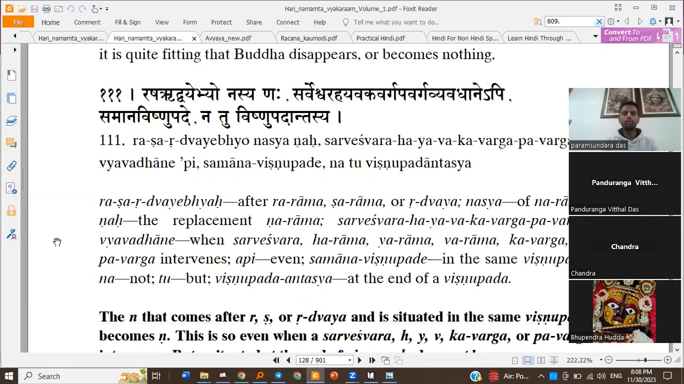Just Sutra 111. So that's: Ra Sha Ridvebhyo Nasyanah Sarveshwara Hayava Kavarga Pavarga Vyabdhane Pi Samana Vishnupade Nata Vishnupadanta.